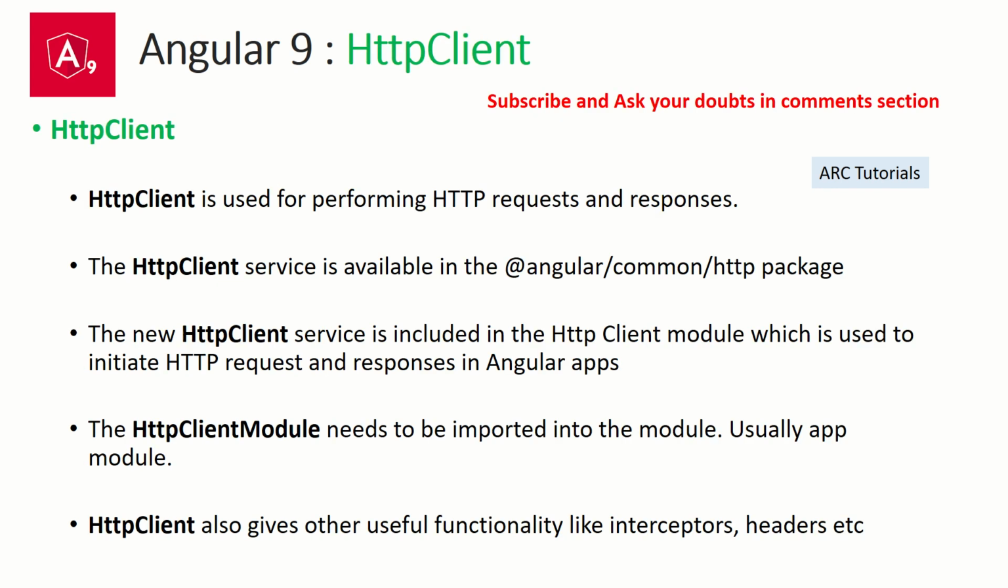A quick note on HTTP before we learn about interceptors. HTTP client is used for performing all the HTTP requests and responses in Angular. HTTP client is available in @angular/common/http. The new HTTP client service is included along with HTTP client module, which means you have to import the HTTP client module before you start using HTTP client. That's the requirement, and a lot of developers make a mistake here in that they don't import the HTTP client module. So make sure you have imported it in your app module.